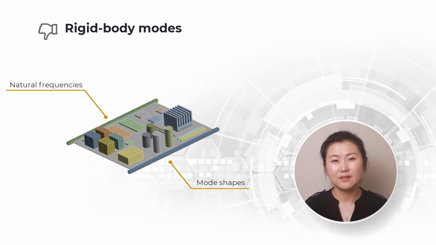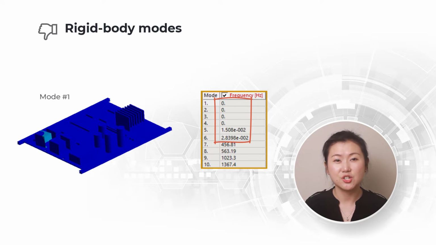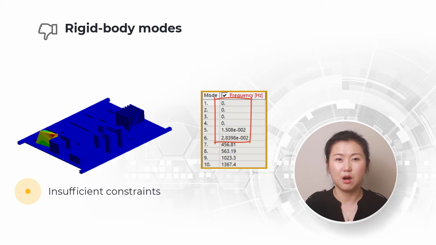However, when you check the modal results, you find that the first several frequencies are zero, and the mode shapes are showing something not realistic at all. It seems all the deformation is localized on one electronic component and is not connected to the rest of the circuit board. Something must be wrong here. Usually, this kind of rigid body mode indicates insufficient constraint to the model.